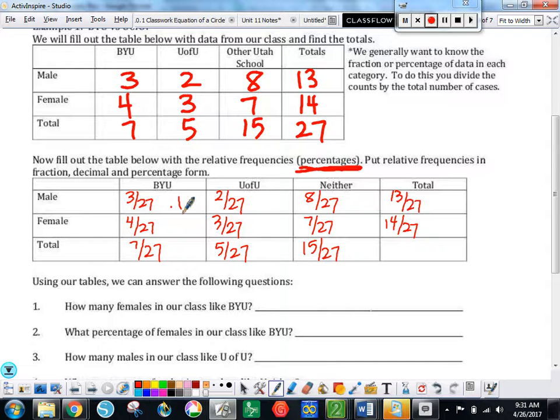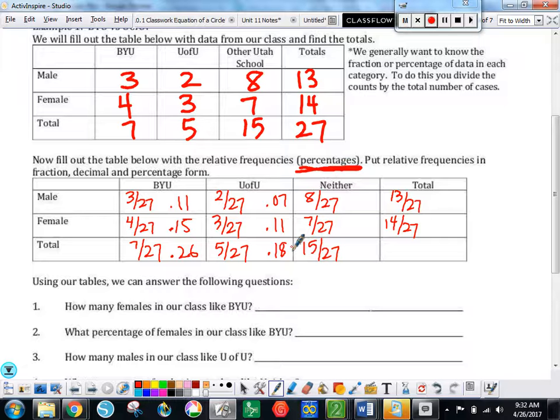0.11. Okay, and 4 over 27? 0.16. So this should be 0.26, confirm? Yes. Okay, 2 out of 27 is 0.07. And then the next one, 0.11, so this would be 0.18.